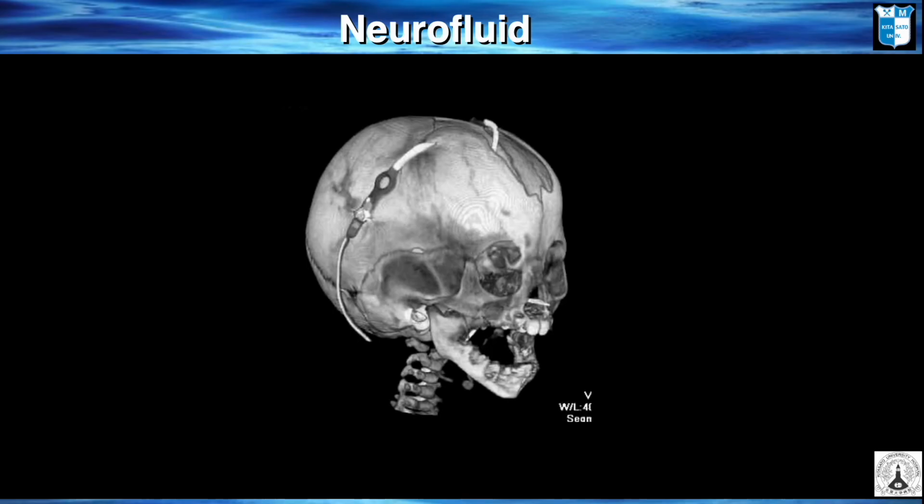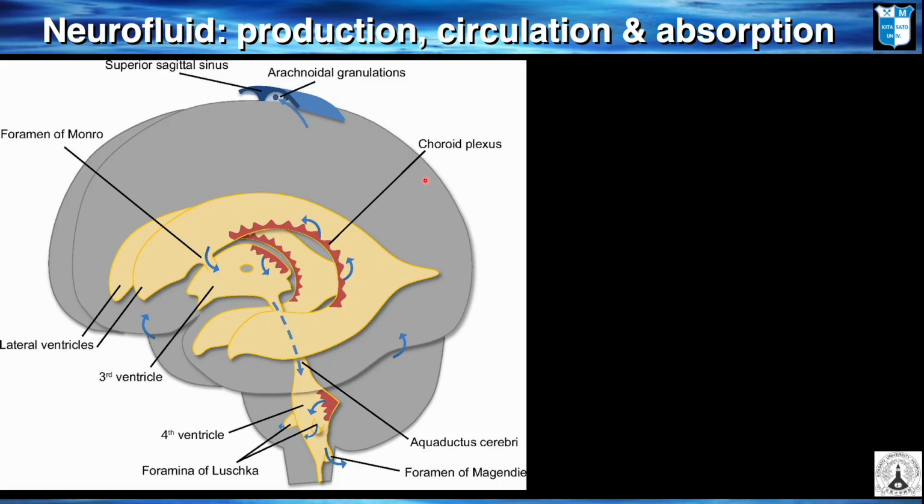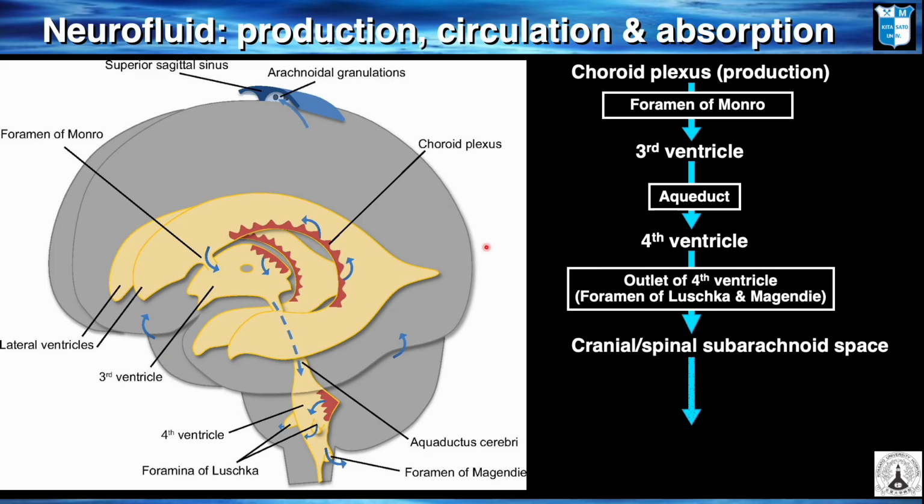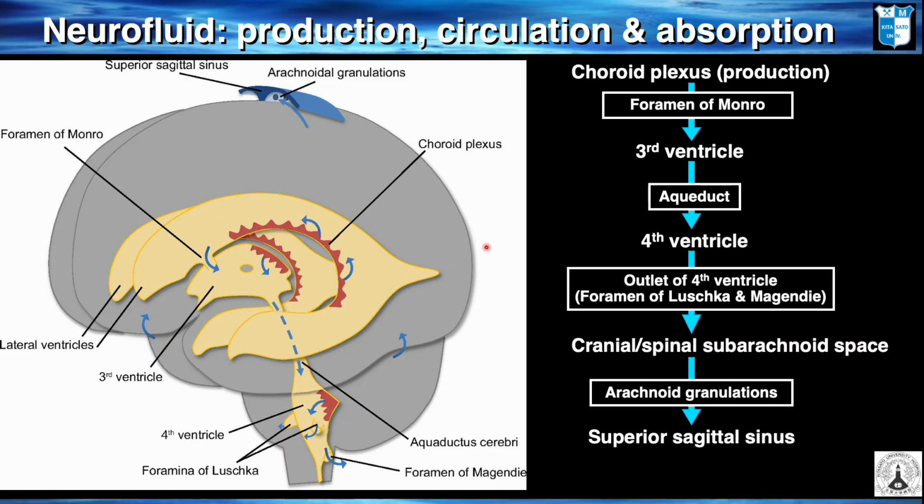Now I'm going to talk about neural fluid. This shows the old theory of the production, circulation, and absorption of neural fluid. It is produced in the choroid plexus, passes through these anatomical structures, and then the fluid goes out of the ventricle to the surface of the brain and spinal cord, and finally it is absorbed from the superior sagittal sinus through the arachnoid granulation.